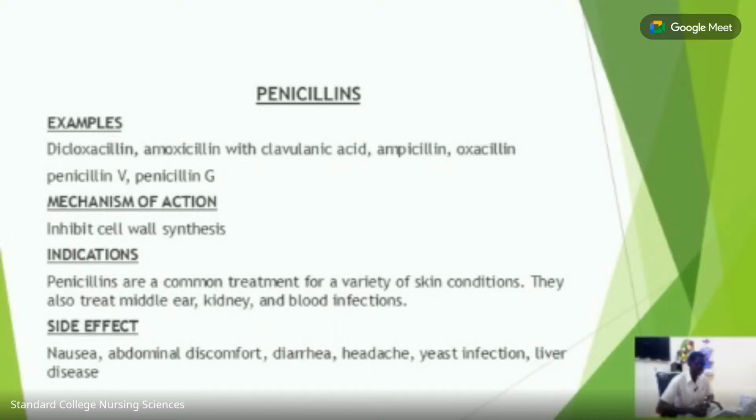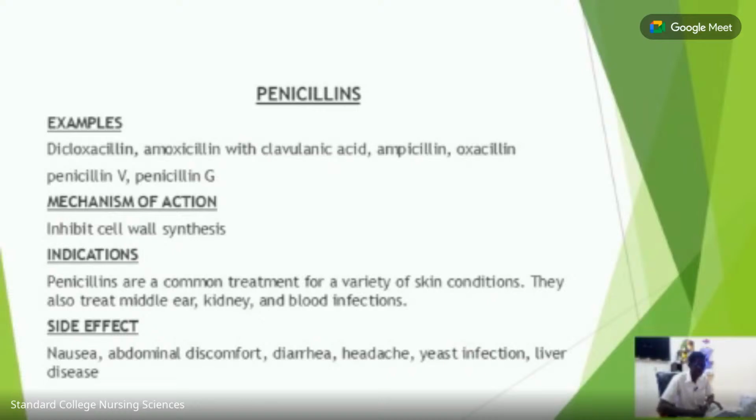Penicillins are common treatments for a variety of skin conditions. They are also used in treatment of middle ear infections, kidney infections, and blood infection. What I mean by kidney infection could be urinary tract infection, because whenever you say urinary tract infection, it covers every infection related to the kidney. So urinary tract infection, ear infection, and also blood infection, which could be septicemia. So these are the basic indications for penicillins, the reasons why you are giving penicillins.